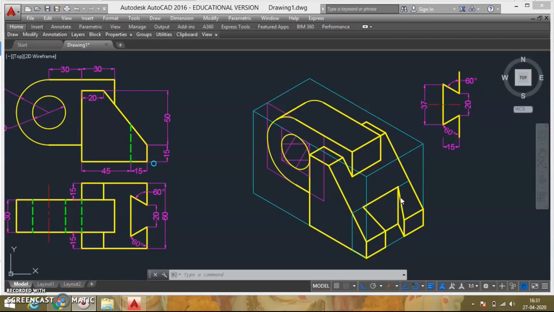So this is the solution for this question you have drawn. This circular slot has come here, this particular thing has come here, this hidden line, that slot is there, and everything is drawn. Thank you.